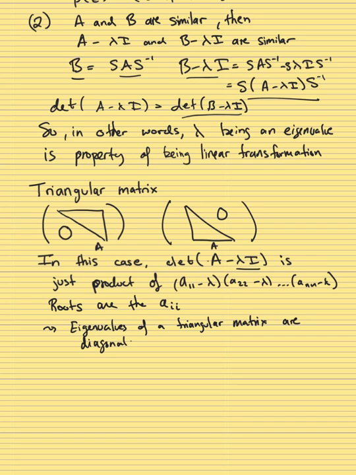Okay, and again, any matrix for which you can find a similar matrix in triangular form, then you can compute the eigenvalues. So for example, this tells you immediately that this rotation matrix is not similar to a triangular matrix over the real numbers.